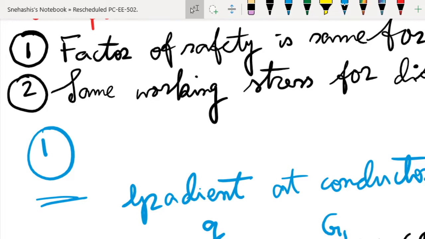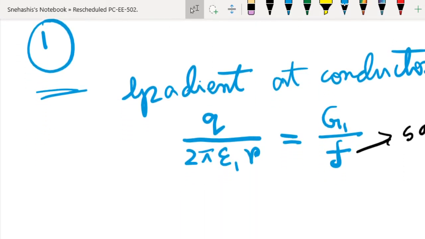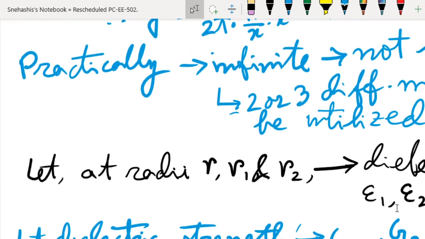Okay, so that is the scenario that is happening at the conductor surface. Then we discussed that there are various radii, r1 and r2.